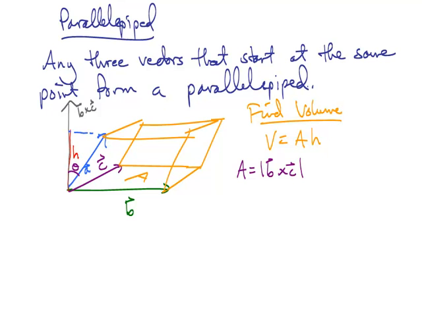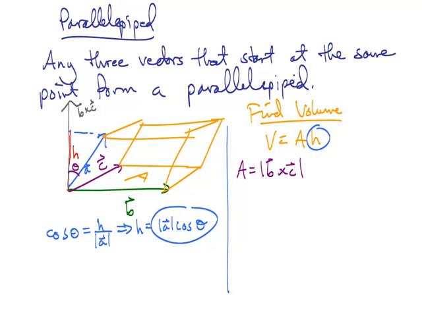So H, if I think about this triangle being formed right here with an angle here, theta, I see that the cosine of theta is equal to the adjacent side H over the magnitude of A. And so H is equal to the magnitude of A times the cosine of theta. So bringing that back over here, putting this in for this H right here, we have that the volume is equal to the area, so I put this in for A, which is the area, the magnitude of B cross C, times the magnitude of A times the cosine of theta.